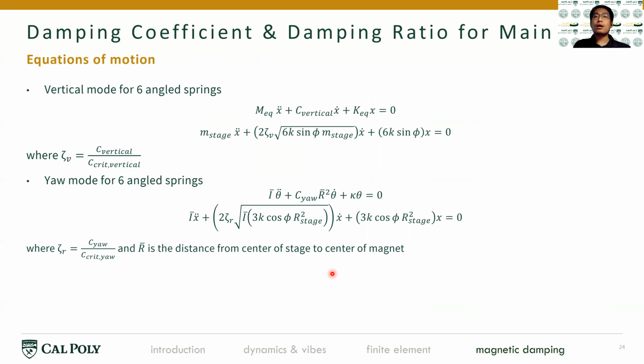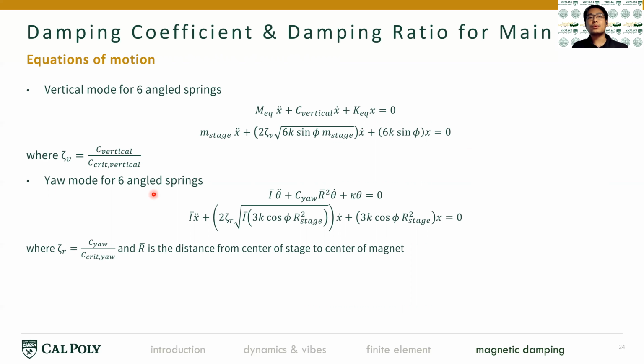So when we get the damping ratio that we want, the rest of it is just to simulate the response of the system using these equations that we had earlier. For the vertical mode, the equation is very similar to what we have in the dynamic and vibration analysis. And we just plug in zeta V, which is the damping ratio for the vertical damping coefficient that we already calculated, divided by the critical damping coefficient in the vertical mode. And this is a second order ordinary differential equation for the vertical mode.